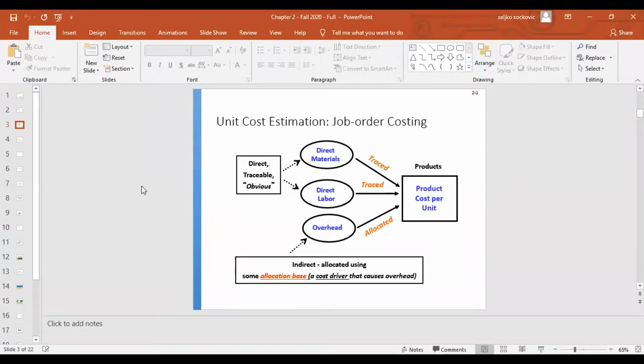Well, how do we allocate this? How would you allocate this if I ask you, well, if you run a restaurant or a store, you're selling something in your store, how would you allocate your rent to each one of your products, right? So it's not easy.